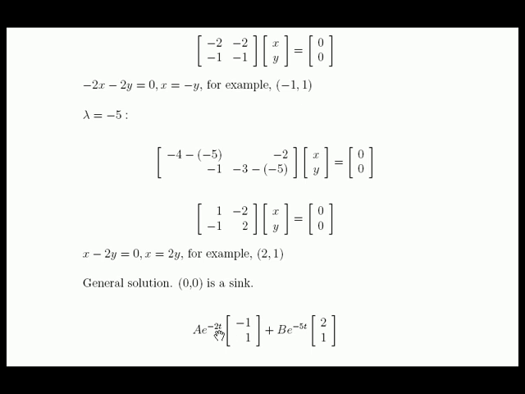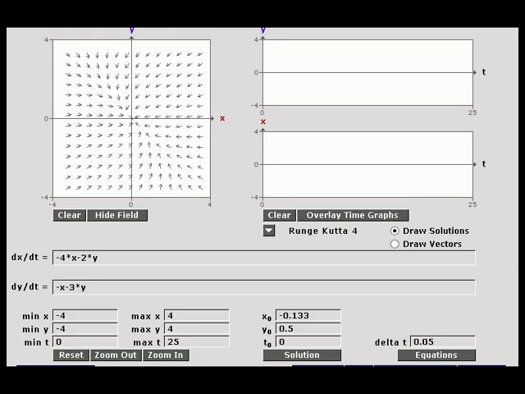So there's the general solution. Minus 2 has this eigenvector, minus 5 has this eigenvector. And you can see that no matter what, the initial condition determines what A and B are, but no matter what initial condition, what A and B are, both of the amplitudes are going to 0, so you start away from the origin, it's going to get sucked into it, so this should be a sink. And let's verify that. Okay, this problem, the matrix was minus 4, minus 2, minus 1, minus 3, and you can see from the field it's already a sink.